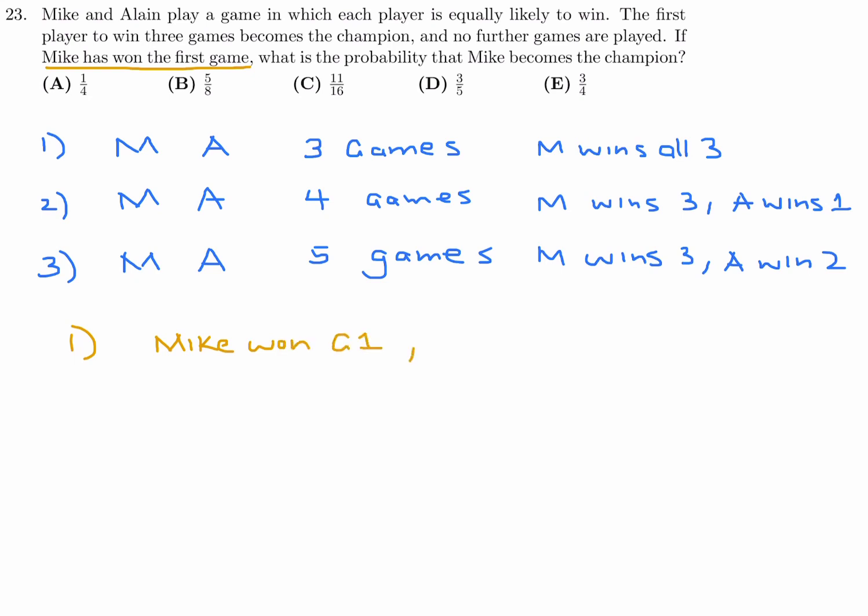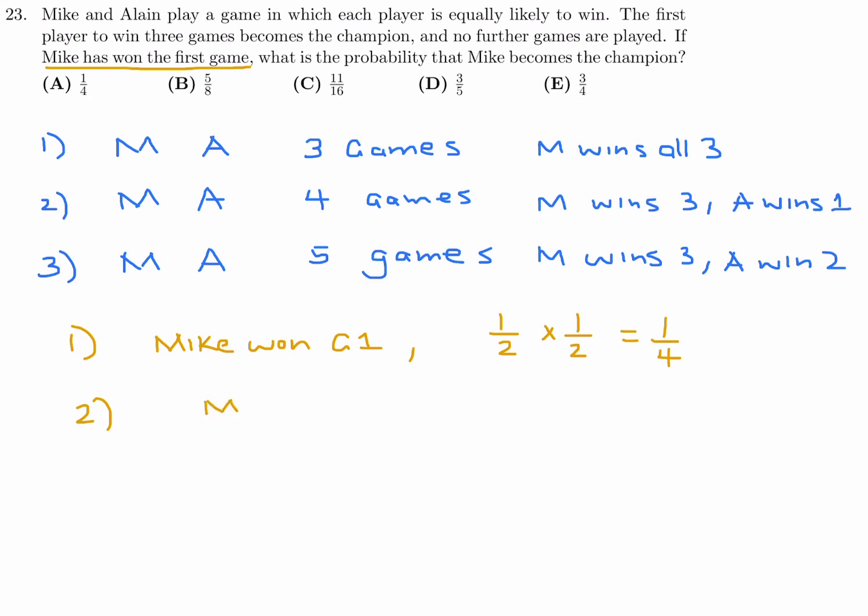So now, if he's going to win all 3, he has to win 2 more. He has to win the second game, probability of a half. He has to win the third game, probability of a half. That is a quarter. That is the correct way of figuring out that probability. Now we get to scenario number 2. Mike wins 3, Elaine wins 1. So it can happen as follows.